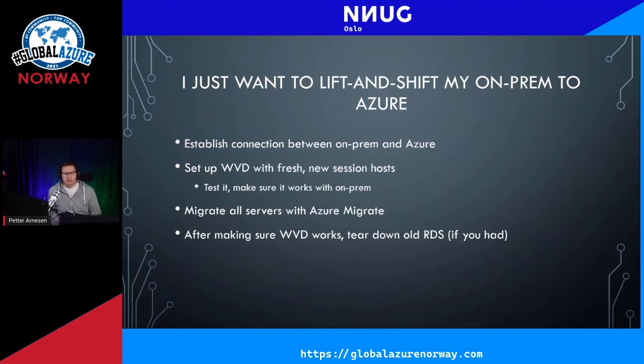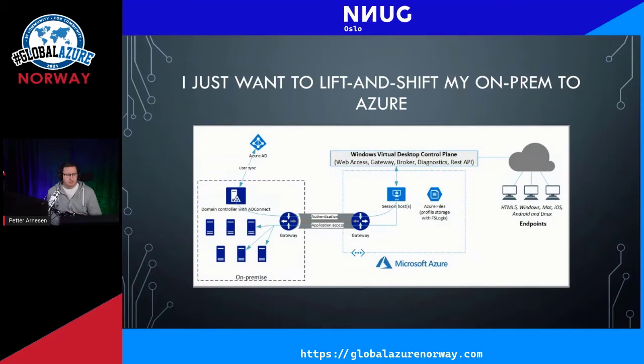Then use something like Azure Migrate to lift your servers up to Azure, and after making sure that the Windows Virtual Desktop works after migration, you just tear down whatever old RDS environment you would have. So this is the kind of setup that I would do from starting here before we are lifting our on-prem. It's kind of the same that we had in our last use case. I've added the Azure files for central storage of user profiles.